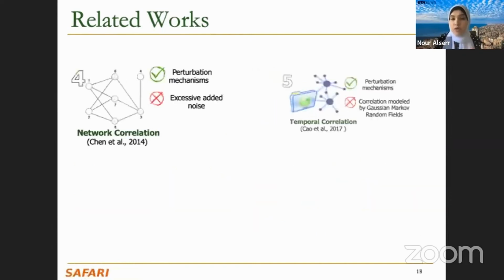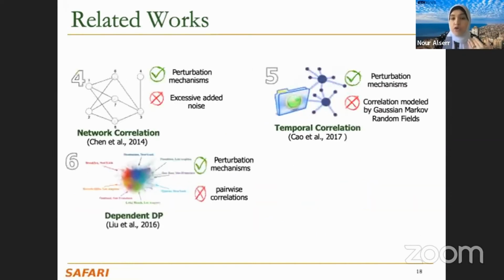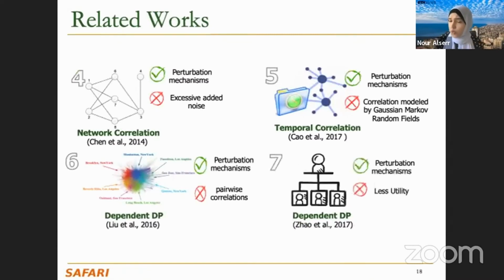Following them, we have other works which try to solve these problems and propose mitigation techniques to overcome the challenge or limitation of differential privacy. But again, some of them add more noise, so we have less utility. Some of them, for example the Dependent DP framework, only consider the pairwise correlation, one-to-one. But in genomic data, we have joint correlation.